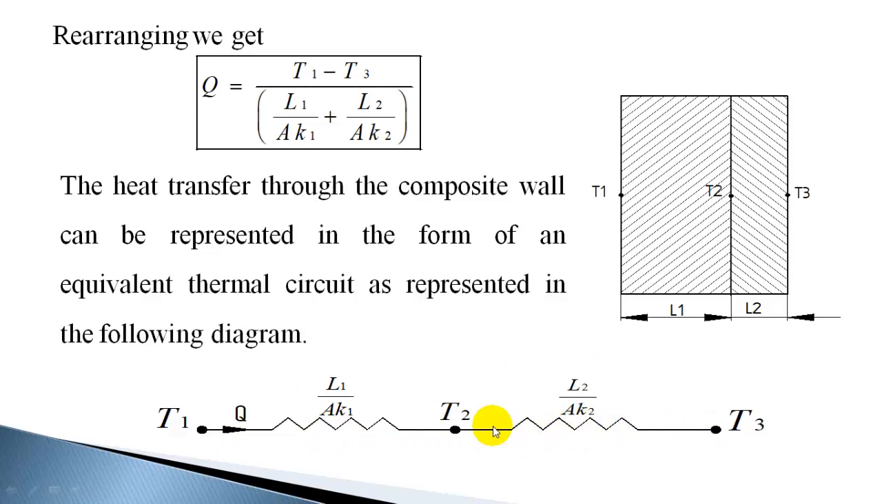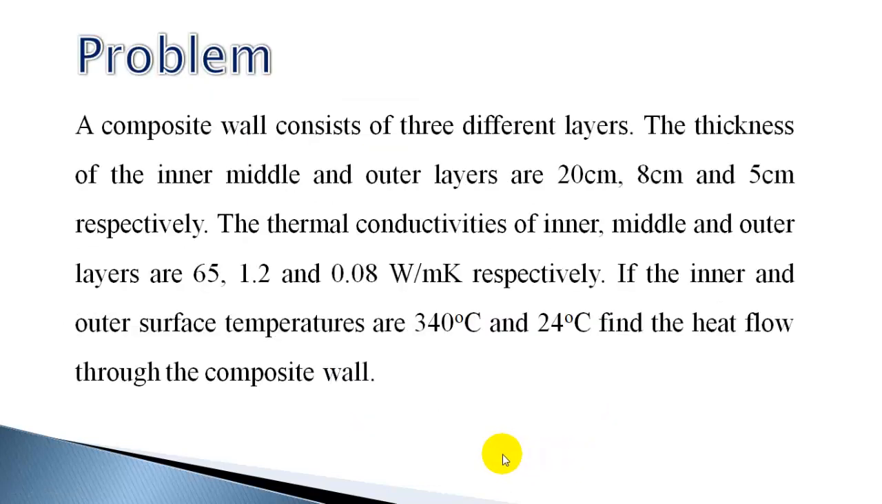Now two resistances are coming. When you are taking this point T1 and T3, you have two resistances, so you should add them up. When you are taking T1 and T2, you have only one resistance. So T1 minus T2 divided by L1 by AK1, or T2 minus T3 divided by L2 by AK2, or T1 minus T3 divided by L1 by AK1 plus L2 by AK2, all gives the heat transfer Q.